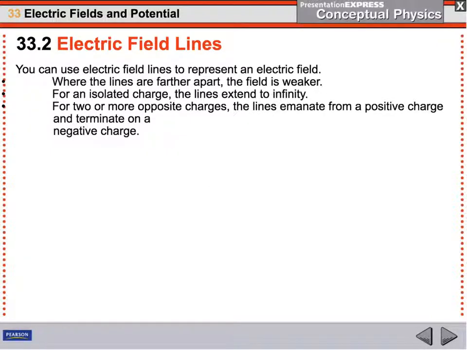You can use electric field lines to represent an electric field. Where the lines are further apart, the field is weaker. For an isolated charge, the lines extend to infinity. For two or more opposite charges, the lines emanate from a positive charge and terminate on a negative charge.